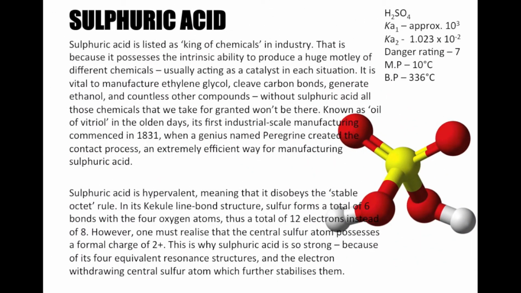Sulfuric acid is listed as king of chemicals in industry. That is because it possesses the intrinsic ability to produce a huge motley of different chemicals, usually acting as a catalyst in each situation. It is used to manufacture ethylene glycol, cleave carbon bonds, generate ethanol, and countless other compounds. Without sulfuric acid, all those chemicals that we take for granted wouldn't be there. Known as oil of vitriol in the olden days, its first industrial scale manufacturing commenced in 1831, when the genius Peregrine created the contact process.